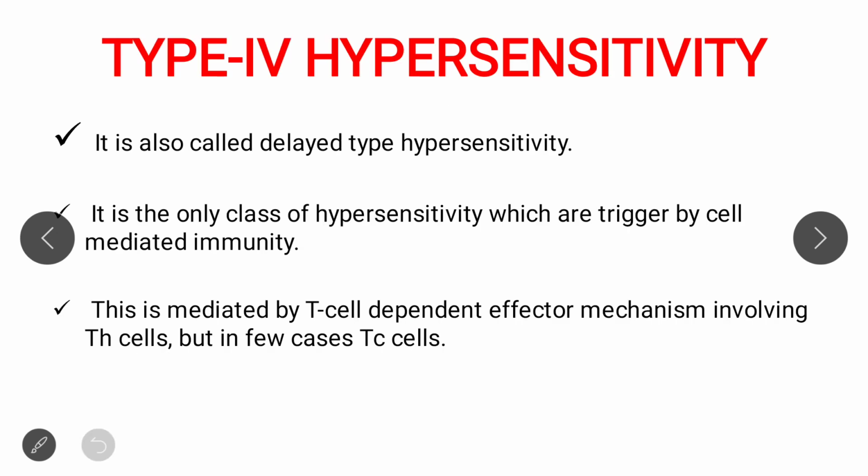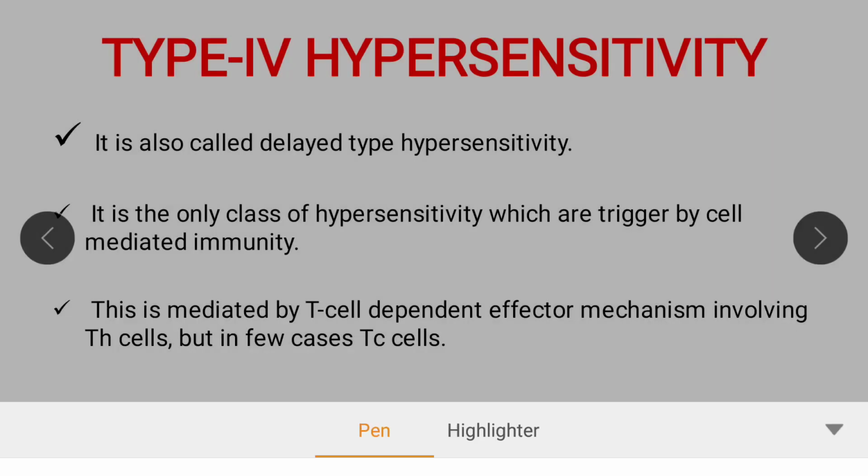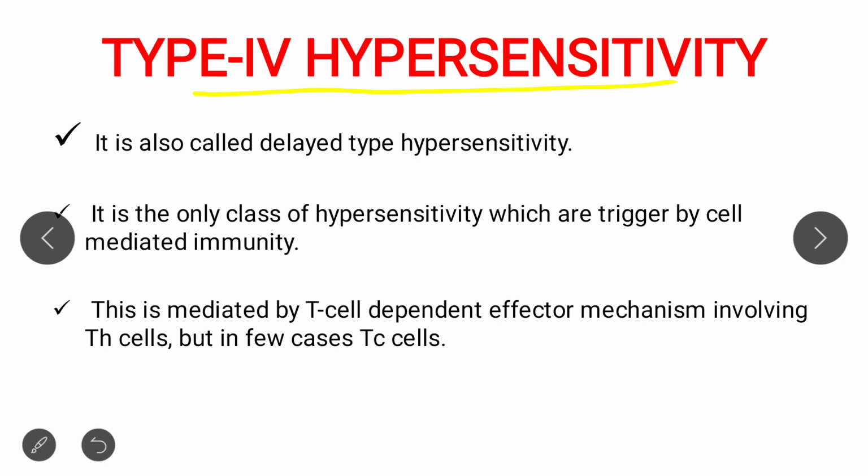Now we are going to discuss the most important, that is type 4 hypersensitivity. Okay, first of all, I marked all the important points. Please remember. Okay, first of all, type 4 hypersensitivity is known as DTH, that is delayed type hypersensitivity. Okay, type 4 hypersensitivity is known as DTH.